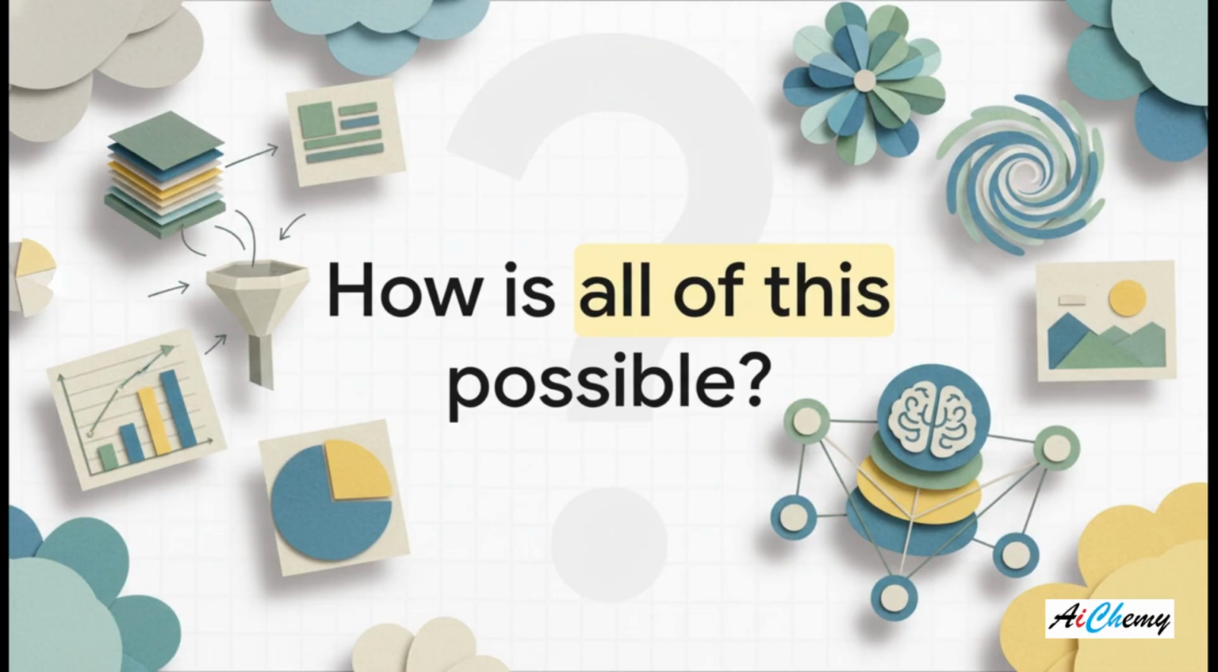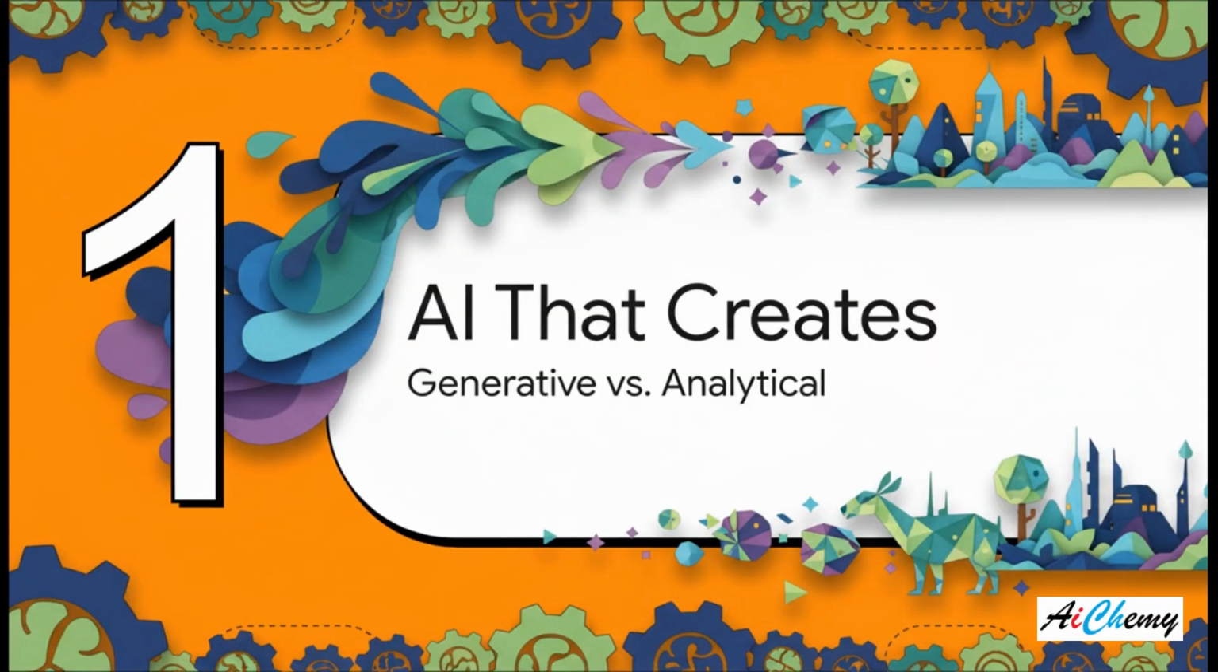So the big question is, how is any of this even possible? Well, all this creative power comes from a really revolutionary AI architecture. But to truly get what makes it so special, we kind of need to rewind a little bit and look at how most machine learning has traditionally worked. Okay, let's get right into it.